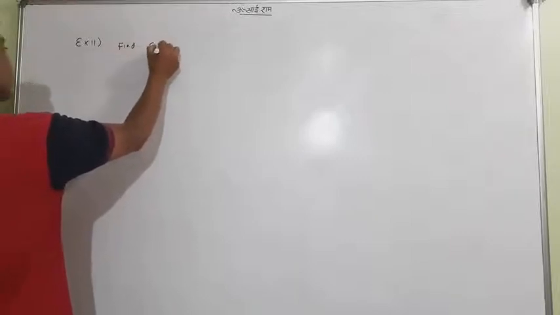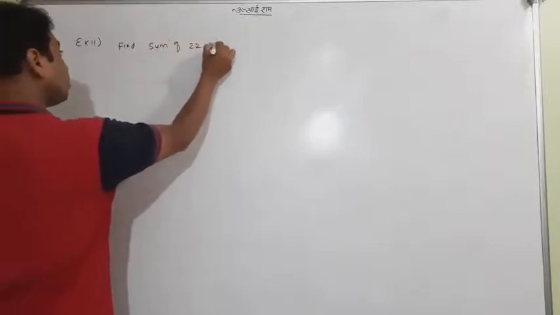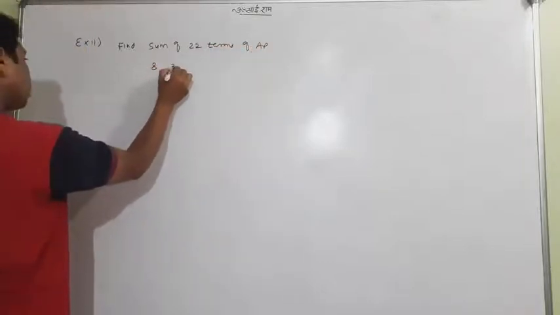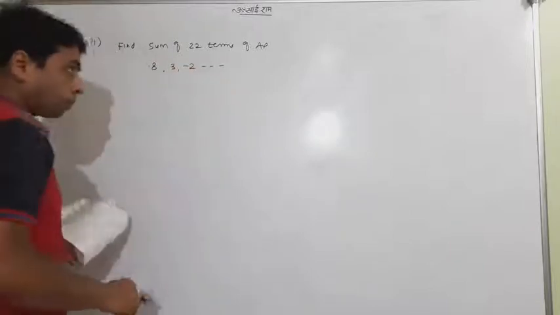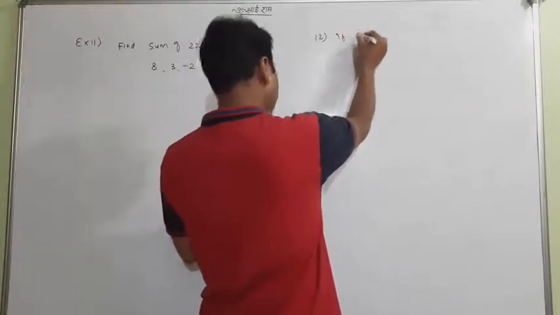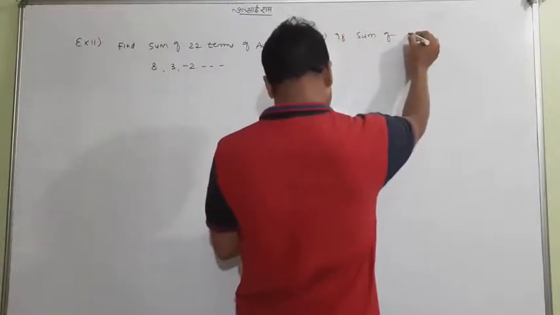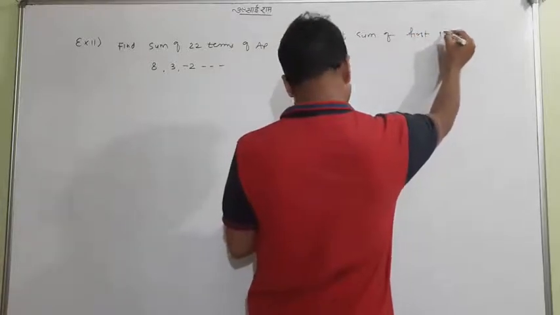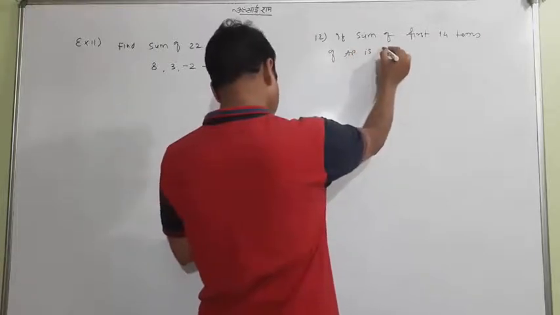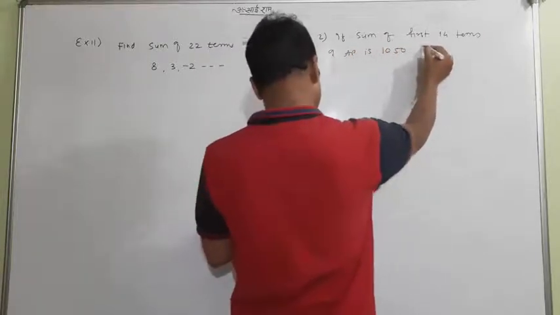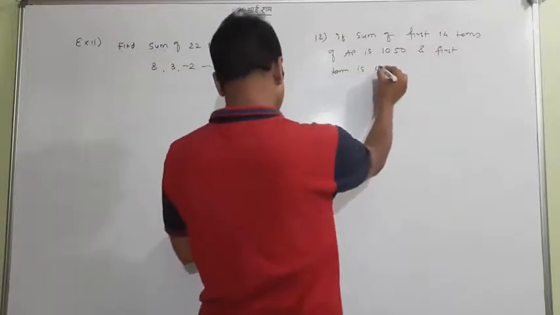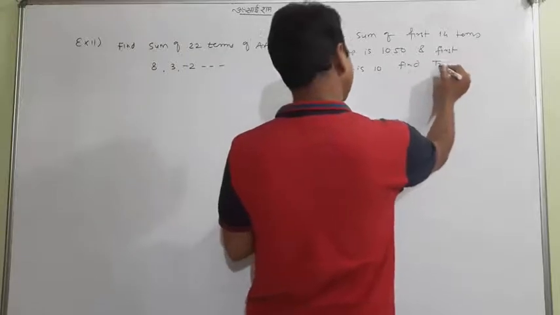Find the sum of 22 terms of the AP 8, 3, minus 2 and so on. And the next question I also want to write here: if the sum of the first 14 terms of an AP is 1050 and the first term is 10, find the 20th term.